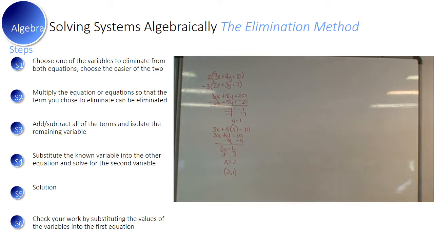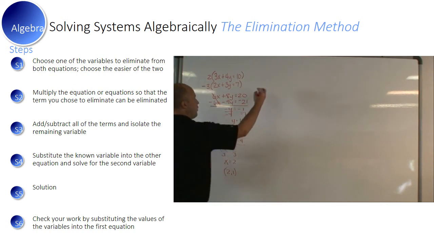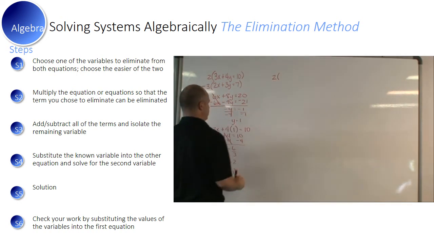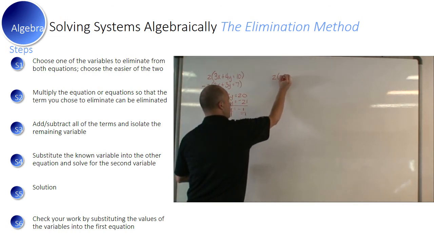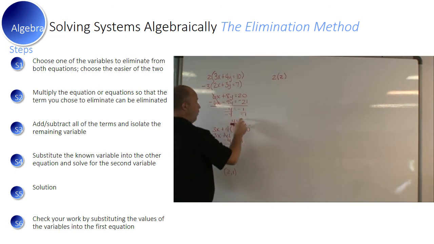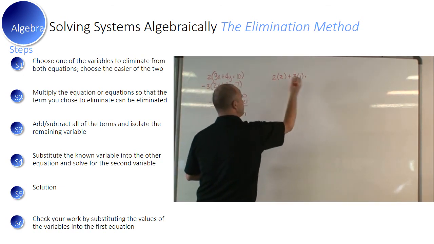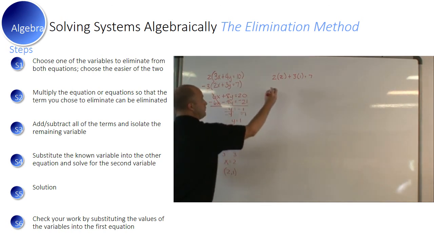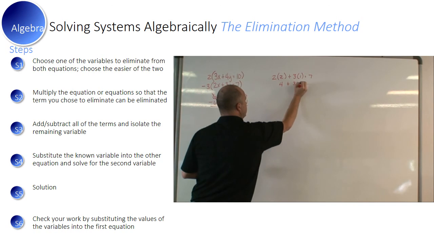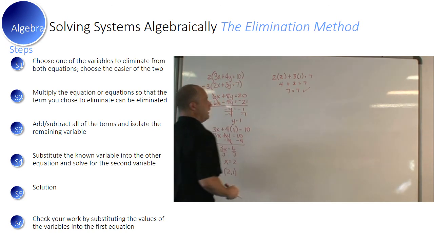Now before we stop, we want to go ahead and go back and check this. Make sure that we've done this correctly. Since we used the first equation to find the x variable, we have to go back and use the second equation to check our work. So what we're going to do is plug in 2 instead of x, and instead of y, we're going to plug in 1. So 2 times 2 plus 3 times 1 equals 7. So 2 times 2 is 4, plus 3 equals 7, and we can see that 7 does equal 7, so we know that our answer is correct.